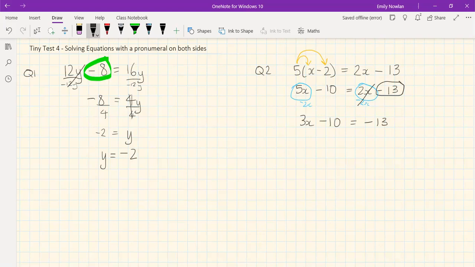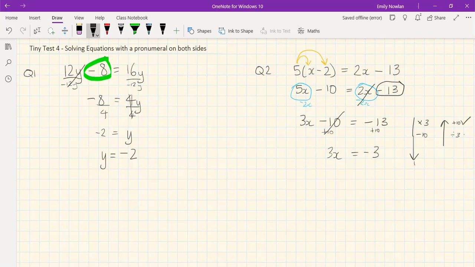Now, I've got something like we've seen before. I have to think, well, what happened to the pronumeral? The pronumeral is x. It got times by 3, and then we took away 10. Now to undo it, I need to do the opposite, add 10, then divide by 3. So let's go through. Add 10, minus 10 plus 10 goes. I'm left with 3x is equal to minus 13 plus 10 is minus 3.